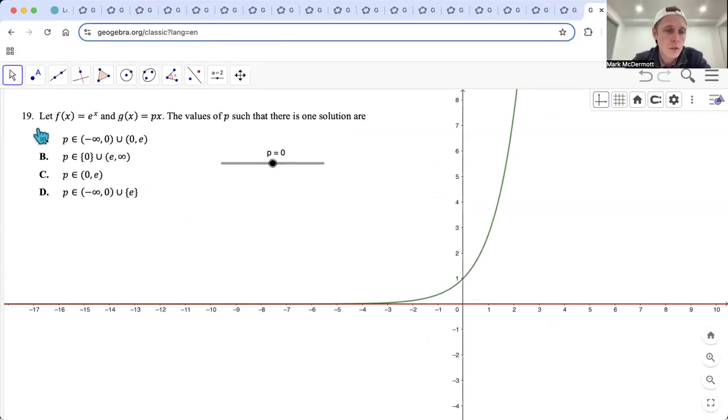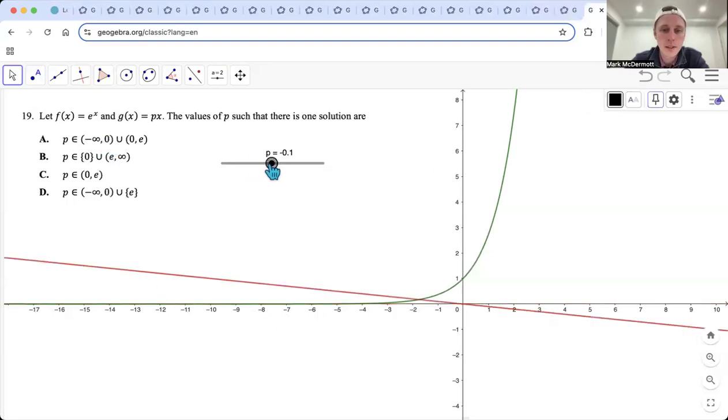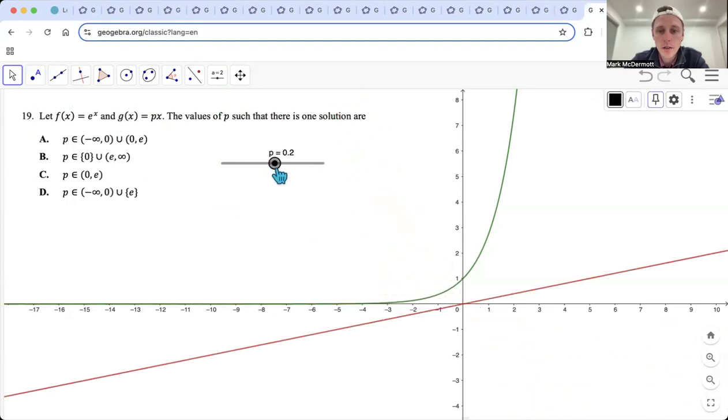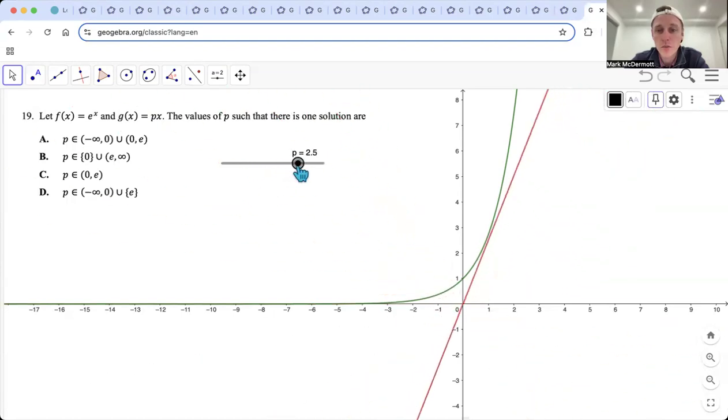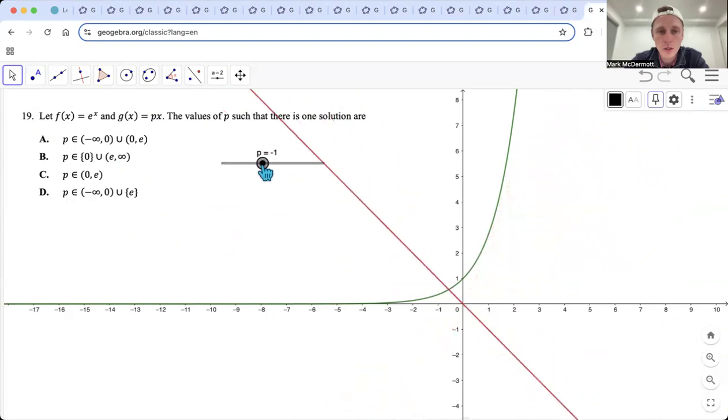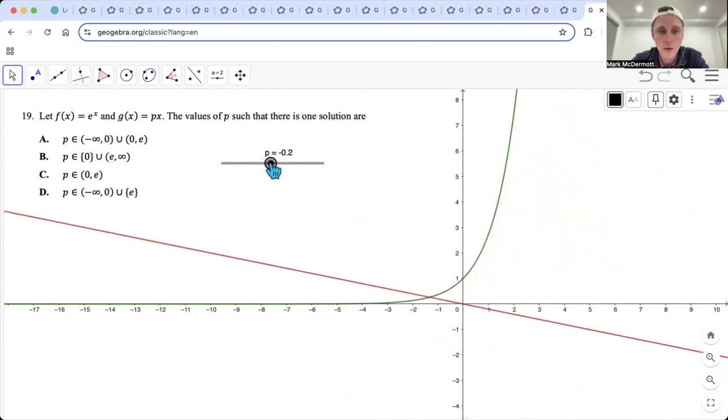All right, question 19. Let f of x equal e to the x and g of x equal px. Find the values of p such that there is one solution. Okay, e to the x is the green line, and px is just a linear line that goes through the origin, right? So we've got to think to ourselves, where is there one solution? Well, let's put it back to 0.